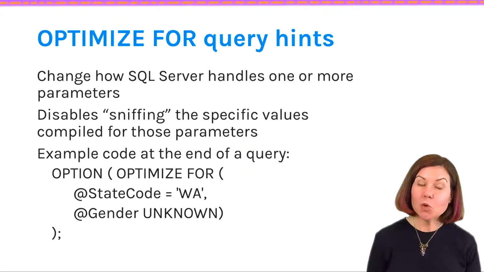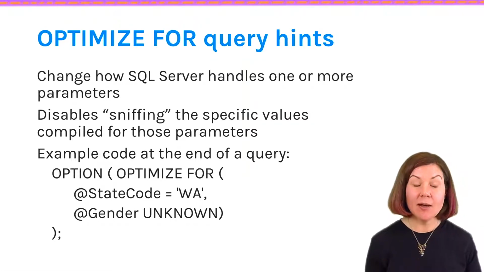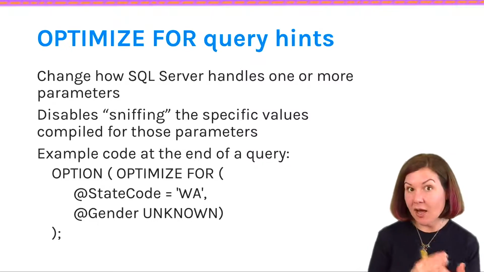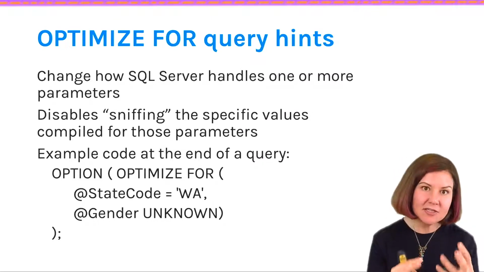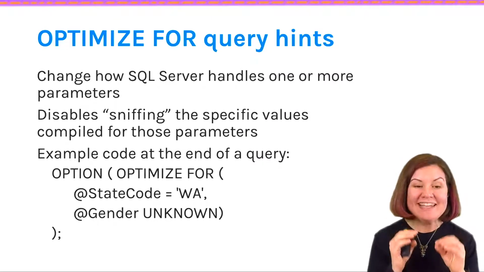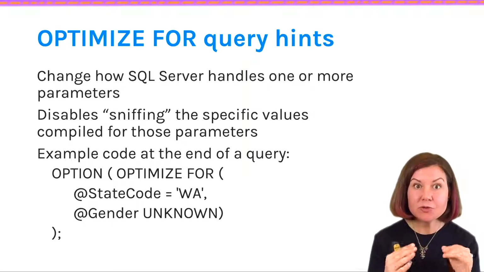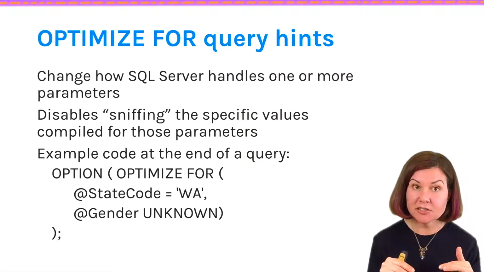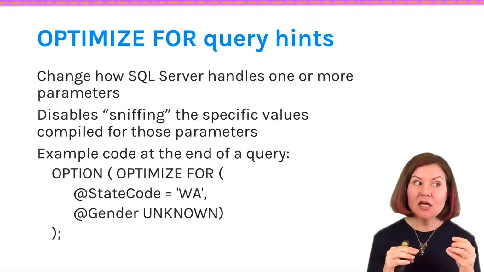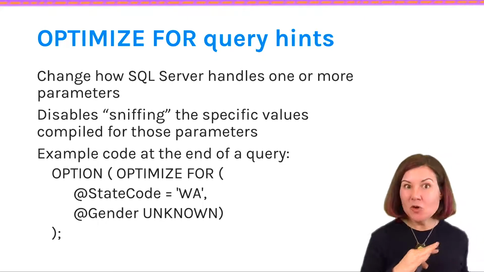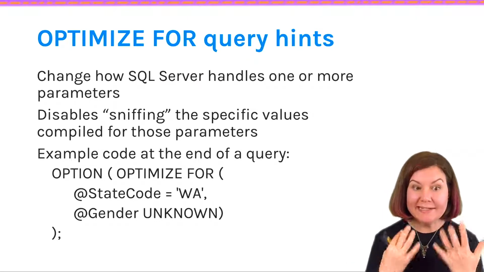Optimize for query hints are also fairly common. This is a query hint at the end of the query where you say option, optimize this query for these specific values. No matter what values were passed in for the parameters that I list here, use the values that I'm telling you to optimize the query. Ignore whatever it's being run for.